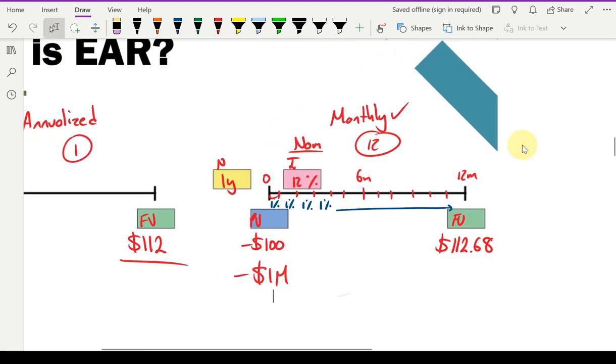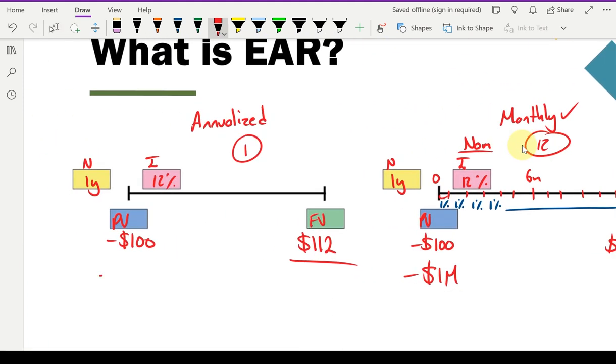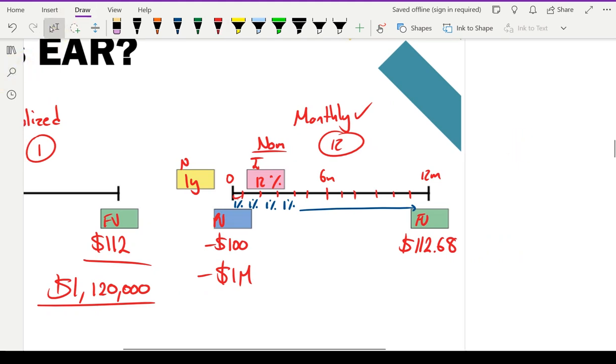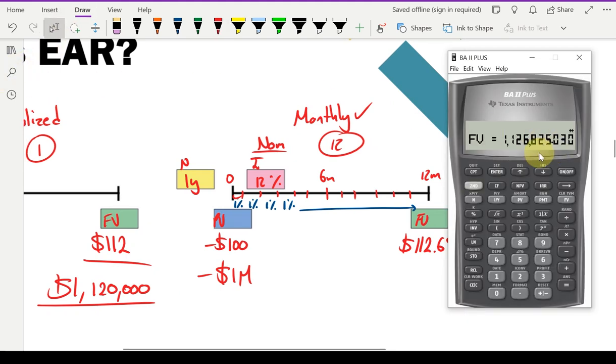If we started off with $1 million, we would typically get back $1,120,000. That's exactly what we would get back. However, when we compound by months, we get back $1,126,825.